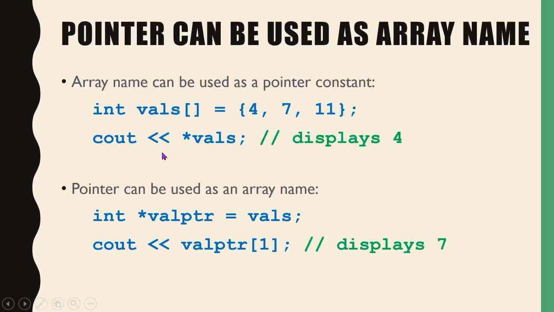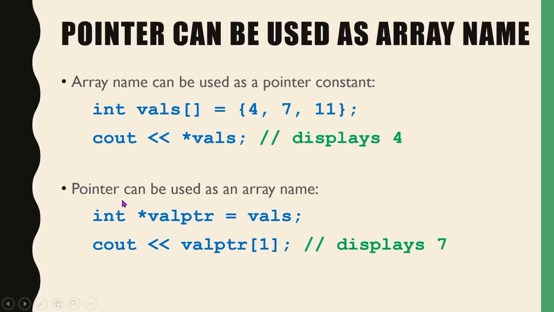An array name can be used as a pointer constant. For example, given the same array that I had in the previous slide, if I did cout and then use the indirection operator before the name of the array, this is going to display 4. So we're dereferencing the array name, and the array name contains the memory address of that first element, which is why if you dereference it, it's going to print out the value of the first element.